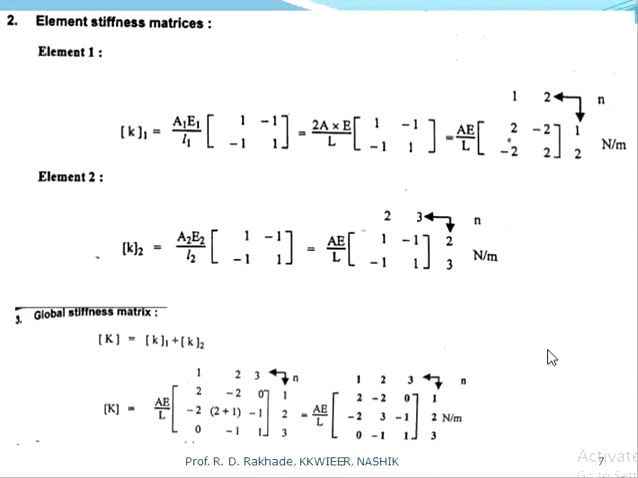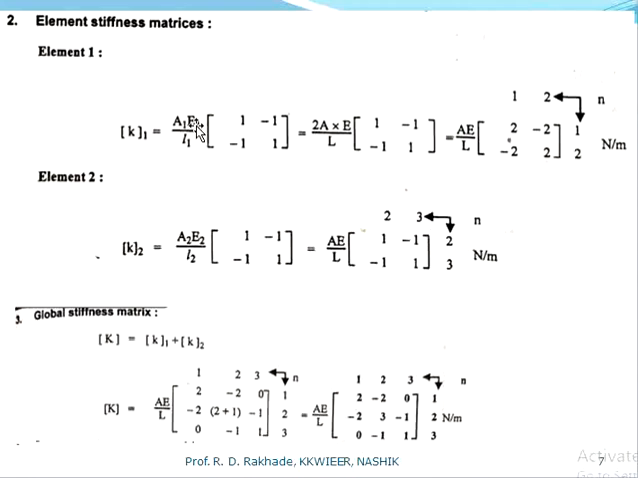In the second step, we find the element stiffness matrix. So we have two elements, and then we can determine two element stiffness matrices. For a bar, the element stiffness matrix is A1 E1 upon L1 times [1 -1; -1 1]. This is the standard element stiffness matrix for a bar. A is the area, E is Young's modulus of elasticity, and L is the length.